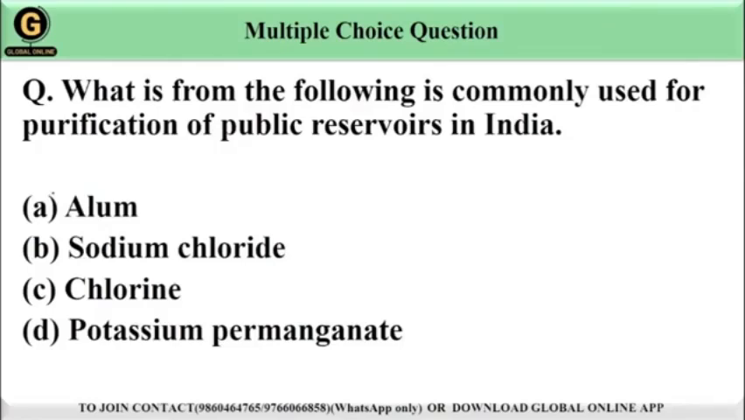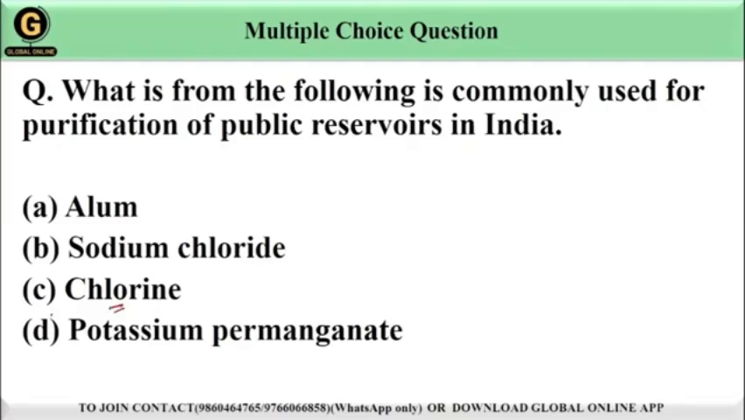Which from the following is commonly used for purification of public reservoirs in India? Options are A. alum, B. sodium chloride, C. chlorine and D. potassium permanganate. So students, in case of purification of public reservoirs in India, chlorine is commonly used for this process.